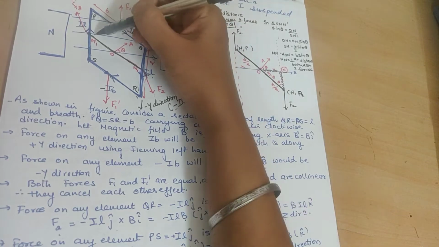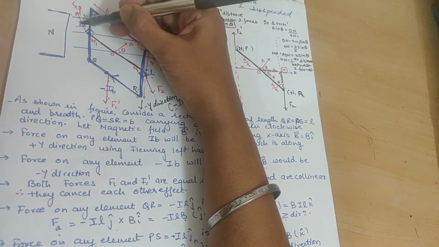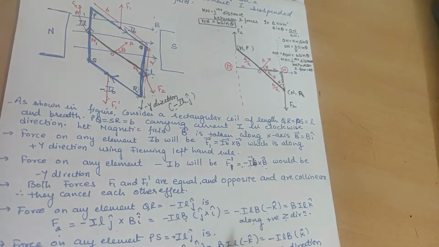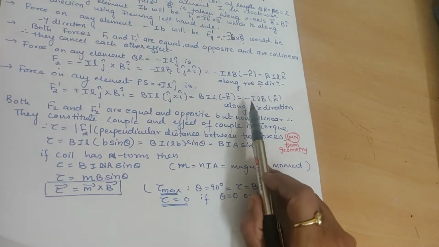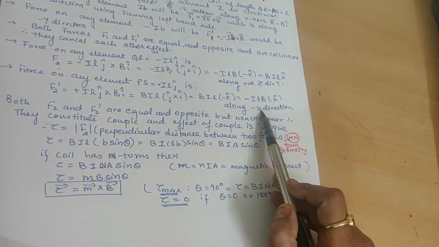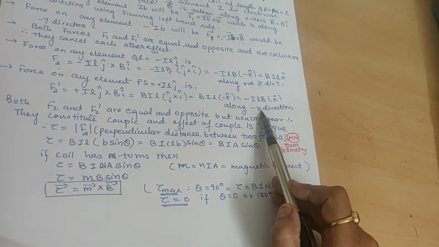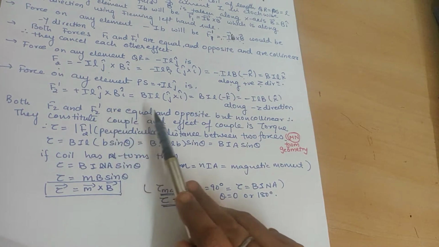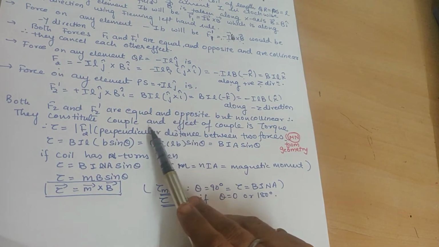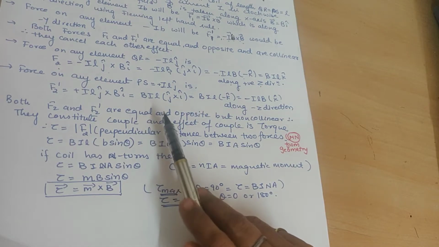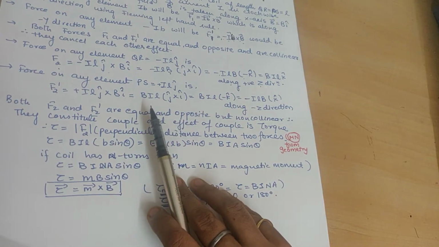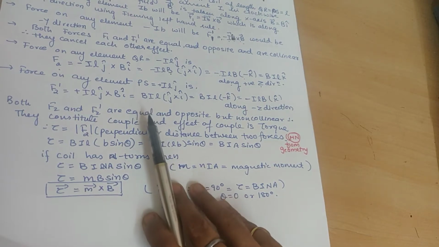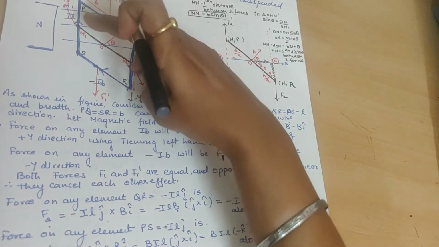So from the mathematical equation, we calculate that this force is in which direction? Negative Z direction. This force is in which direction? Positive Z direction. One is in positive and another is in negative. You can see here, one is positive Z direction, another is negative Z direction. But we will see, using the Fleming left hand rule, this force may be equal and opposite, but they are non-collinear. When these forces are non-collinear, you know that they constitute a couple, and the effect of the couple is torque. And what is the effect of the torque? Rotation of this rectangular coil.